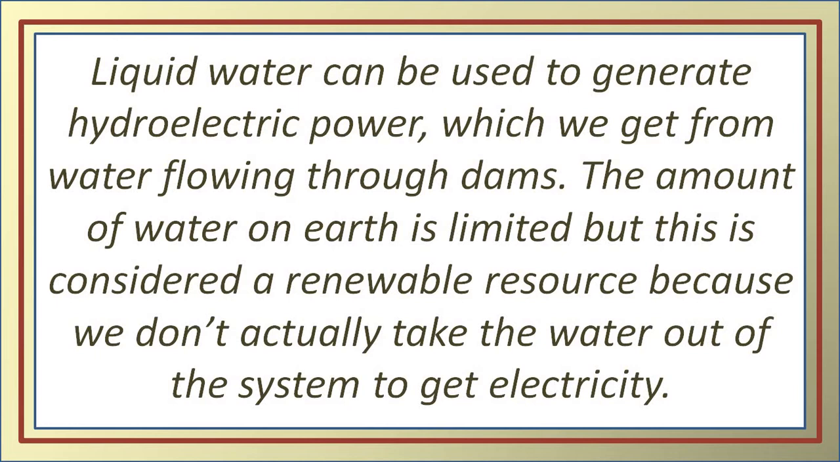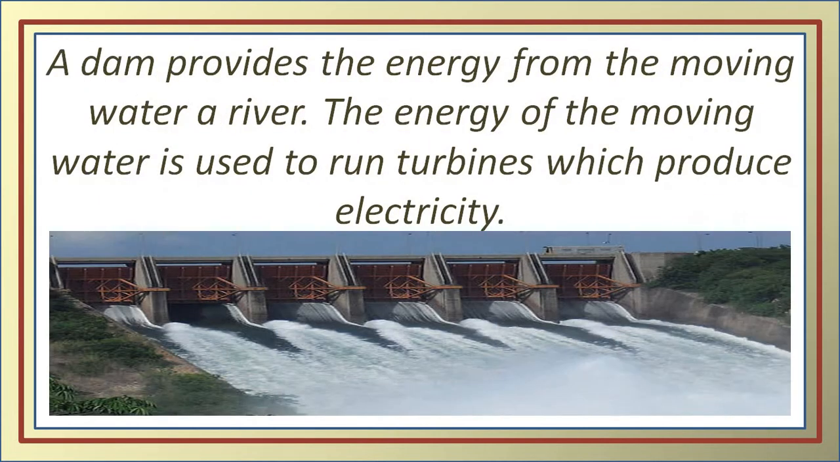As you know, water is limited on the earth. Why is it called renewable? Because as we are using water, that water will not get finished. That is why it is called a renewable resource, because we are not going to finish the water. We actually do not take the water out from the river to get electricity. So that is why it is called a renewable resource. And you know, the electricity produced from this water is called hydroelectricity.